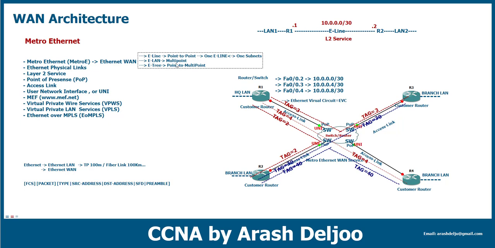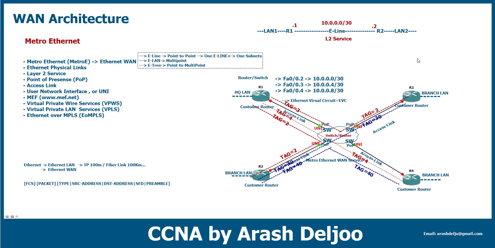Now let me talk about the E-LAN. What is the E-LAN? E-LAN means the multi-point Ethernet WAN service. As you can see here, when you are using point-to-point Ethernet WANs, you need multiple E-lines. And when you have many sites and you want to connect all of these sites to each other, it is not an efficient method to configure multiple E-lines. It is better to use the E-LAN service.